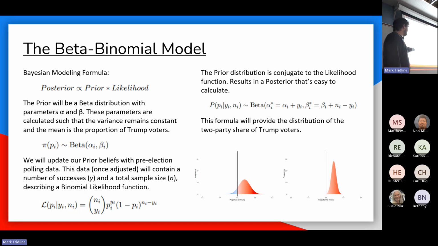And here we have the formula, the prior distribution for each p_i. Everything is subscript i because it's on a state-by-state basis. It is going to be a beta distribution with parameters alpha and beta.